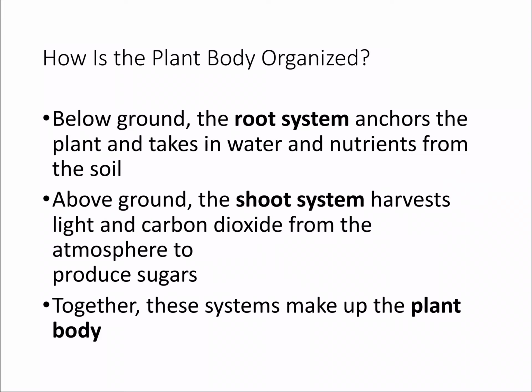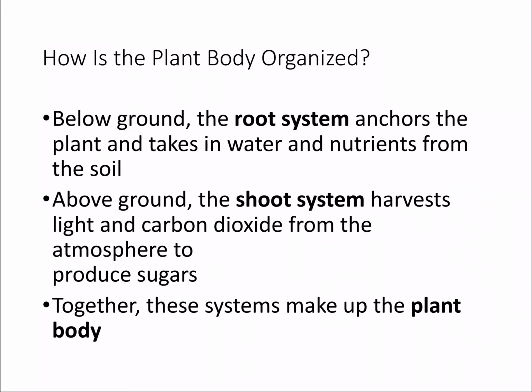So how is the plant body organized? We've got our roots and we've got our shoots. Below ground, we've got the root system, anchoring the plant and taking in water and nutrients from the soil. Above ground, we've got the shoot system that harvests light and carbon dioxide from the atmosphere to do photosynthesis. You've got roots below ground, you've got shoots above ground. Distinctly and morphologically different in the way that they look, but essentially the same goal for each.